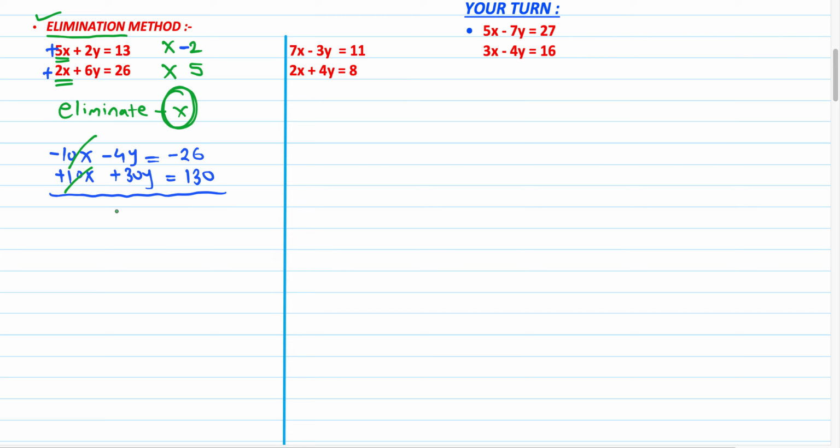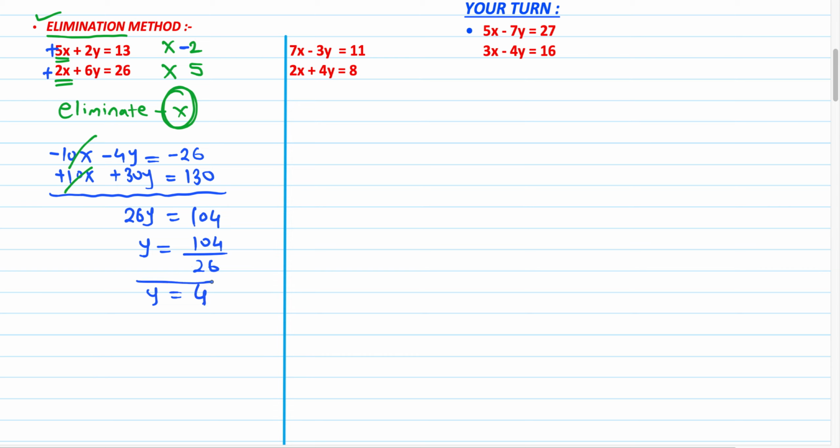So now what is remaining here? 30y minus 4y. It will become 26y, right? And here it will be 130 plus 26, which is nothing but 104 with positive sign. So y will be what? 104 divided by 26. We know that 104 divided by 26 is 4. Okay, so we got y as 4.